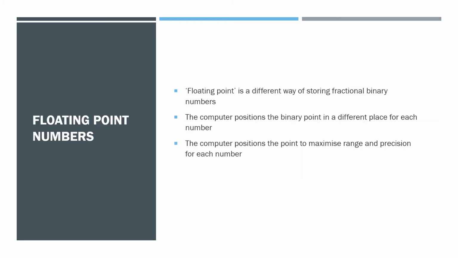So the solution to this dilemma is to use floating point numbers. That's a different way of storing fractions. In every number, the binary point is put into a different position, and the computer works out the best place for the point in order to get the maximum range and the maximum precision for each number.